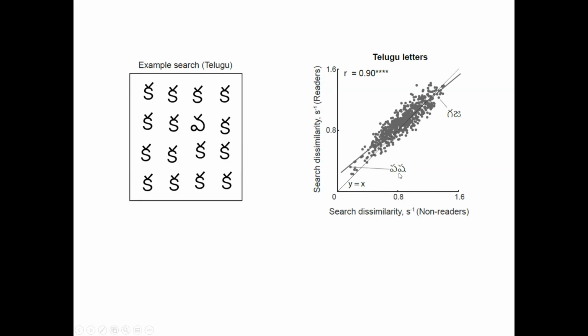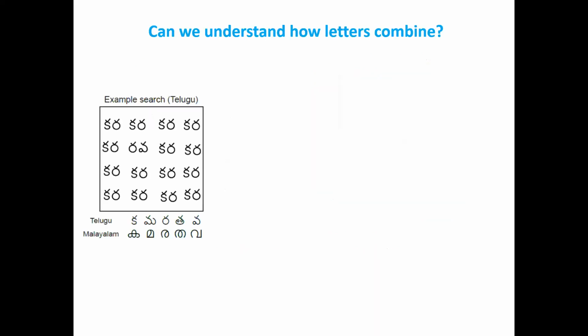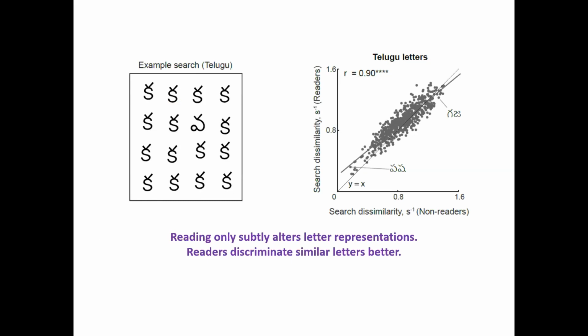But you can see a small effect over here, which is that letters, for example, like this pair of letters, which are very slightly different from each other, the Telugu readers who can read these letters are actually showing a slightly larger dissimilarity, which means that they're able to discriminate between small changes in these letters, which makes sense as well, because they're practiced at reading these letters lots and lots of times, right? But the basic answer here, of course, is that reading is only subtly altering letter representations, and readers are discriminating similar letters only slightly better, right? So then, of course, that's one part of the answer. We wanted to also know whether reading is altering something at a higher level.